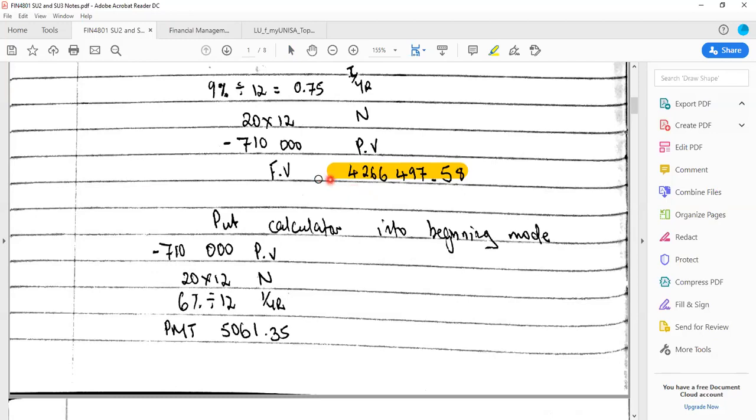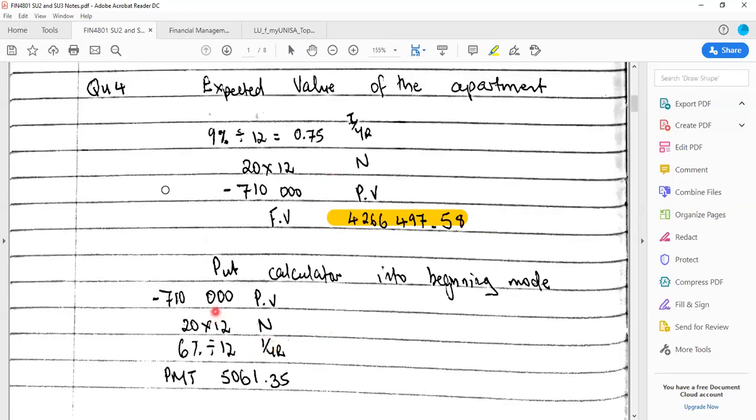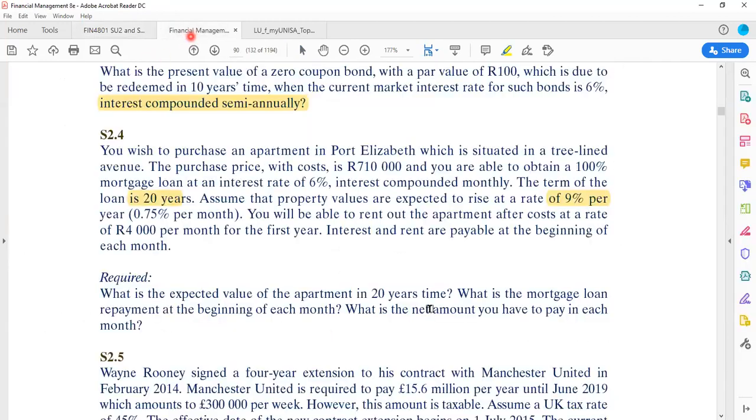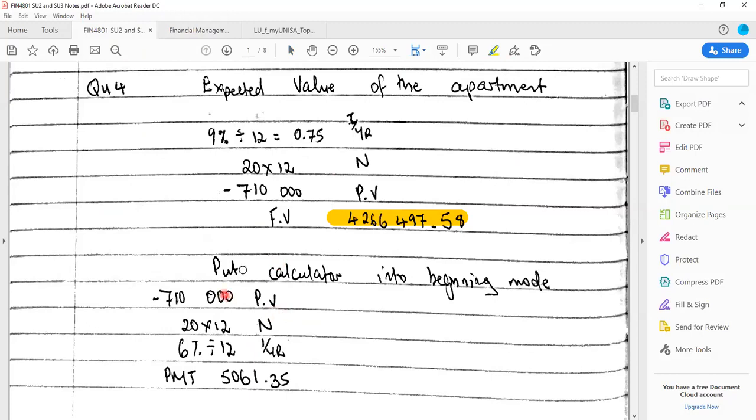But you are going to get a loan from the bank that you have to pay back. So you're also asked to calculate what is the mortgage loan repayment at the beginning of each month, right? So we enter in the current price of the house, 710. We say 20 by 12 for N, 6% divided by 12 for interest. Then we calculate our PMT.